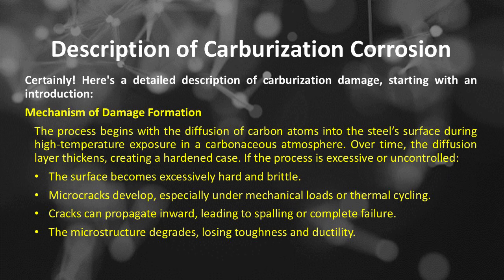Here's the mechanism of damage formation. The process begins with the diffusion of carbon atoms into the steel's surface during high-temperature exposure in a carbonaceous atmosphere. Over time, the diffusion layer thickens, creating a hardened case. If the process is excessive or uncontrolled, the surface becomes excessively hard and brittle. Microcracks develop, especially under mechanical loads or thermal cycling. Cracks can propagate inward, leading to spalling or complete failure. The microstructure degrades, losing toughness and ductility.